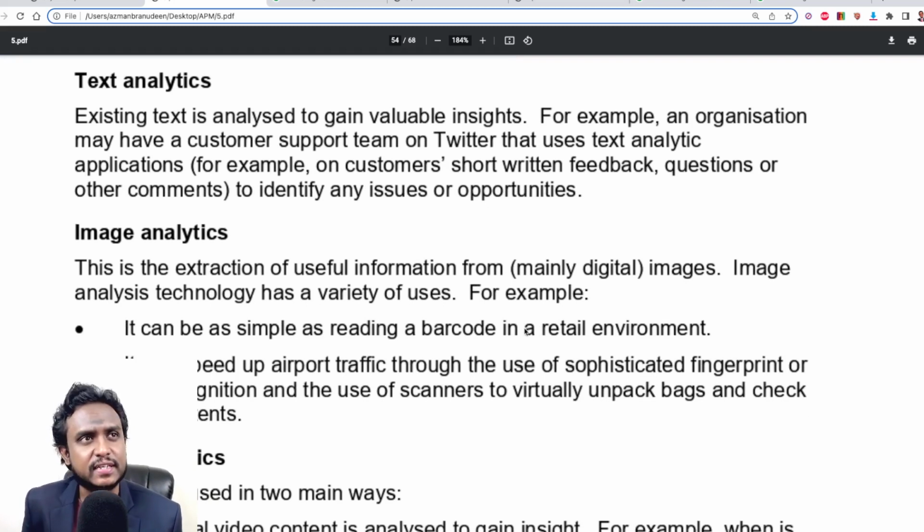Text analytics: Twitter uses text analytics applications, for example, on customer short written feedback questions or other comments to identify any issues or opportunities. I think recently Twitter has this automatic way of deleting racial abuse related tweets, right? That is text analytics being used for predictive and prescriptive purposes by the software in a machine intelligence based environment, where the AI will track, using text analytics, every tweet.